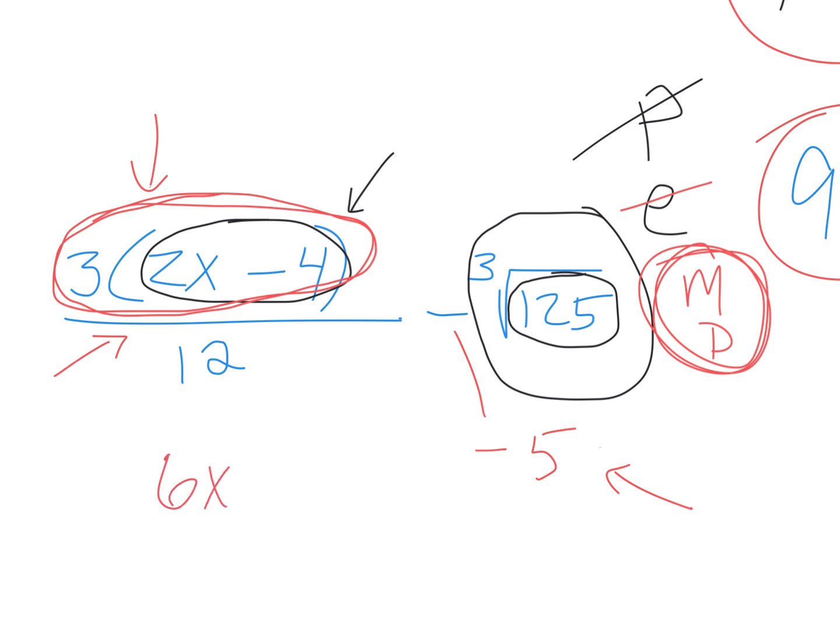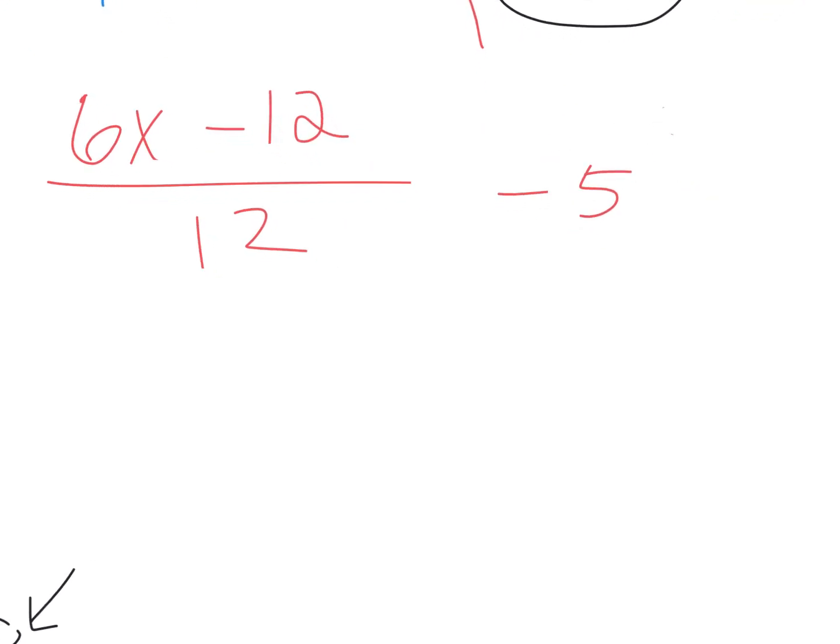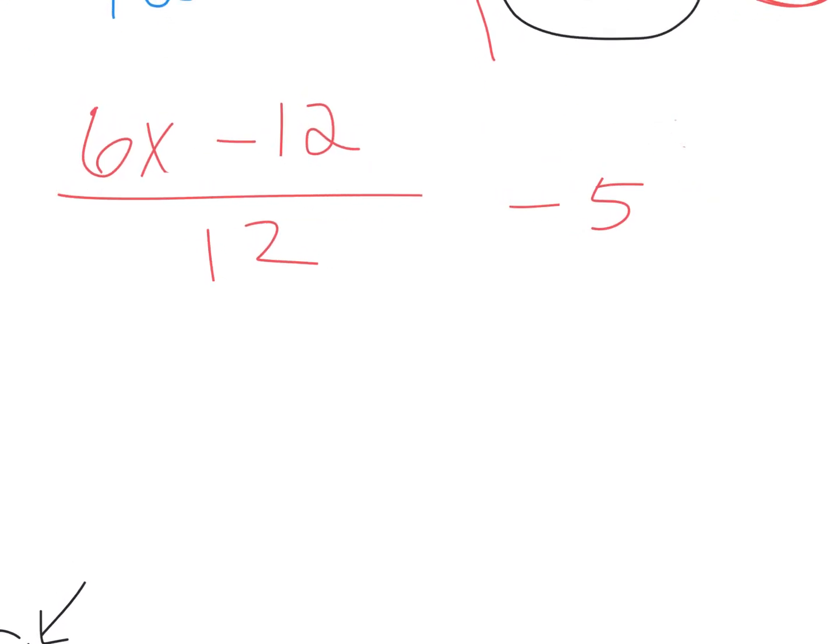6x. 3 times the negative 4? Negative 12. Then it's divided by 12. And then it's minus 5. There. That is a good question. I know I told you to clear the fractions, but that's if it's an equation. This is not an equation. It doesn't equal anything. So what is next?